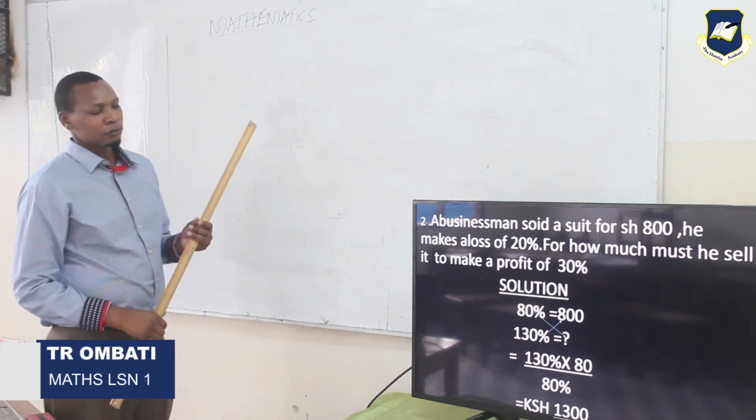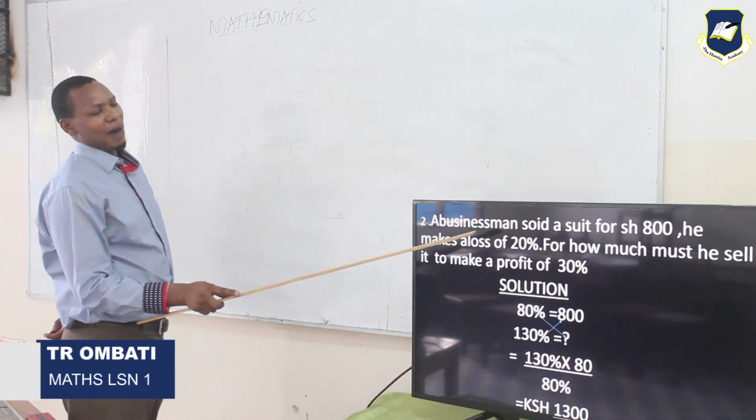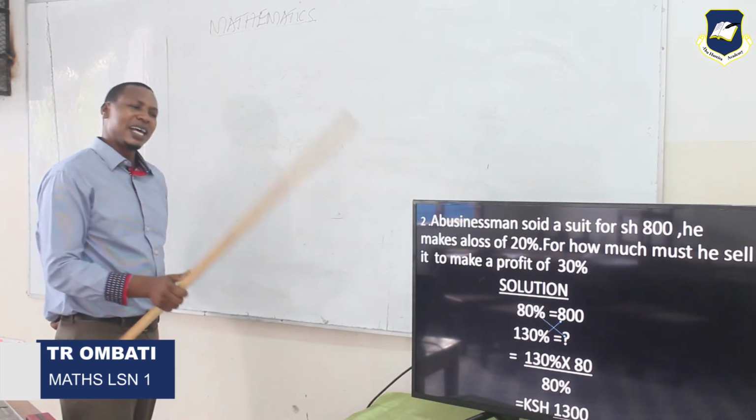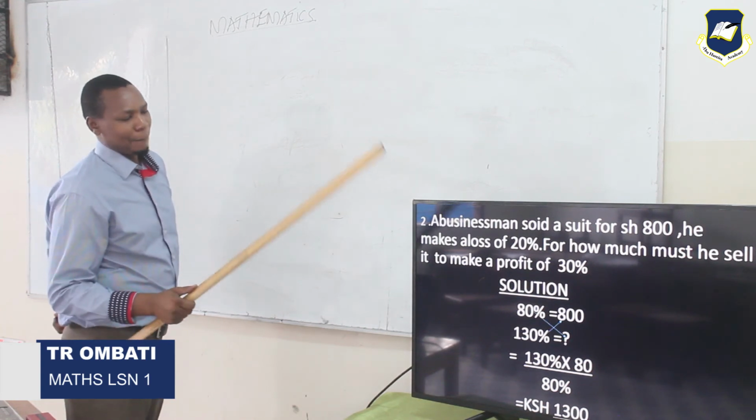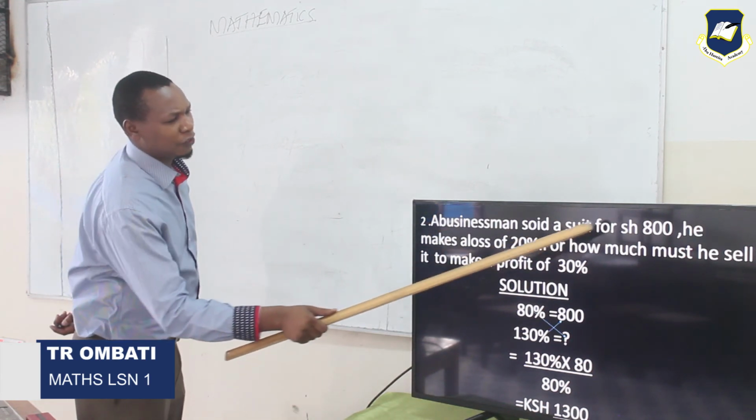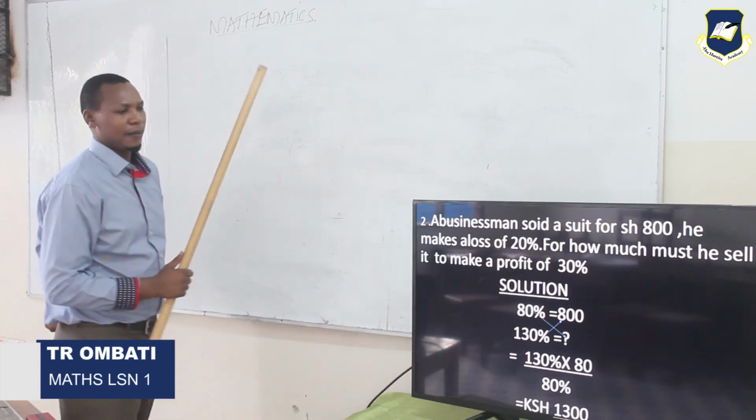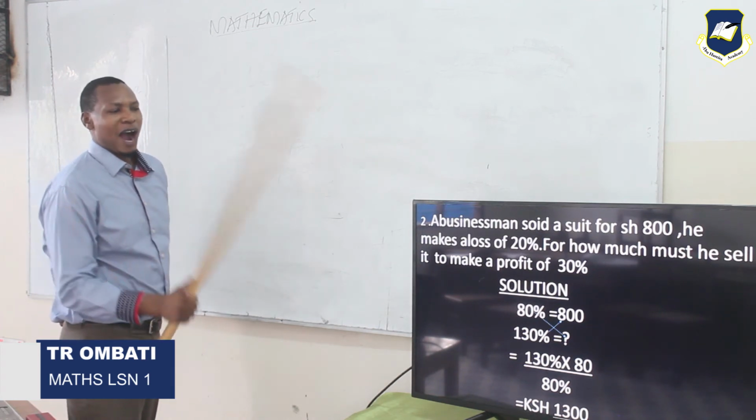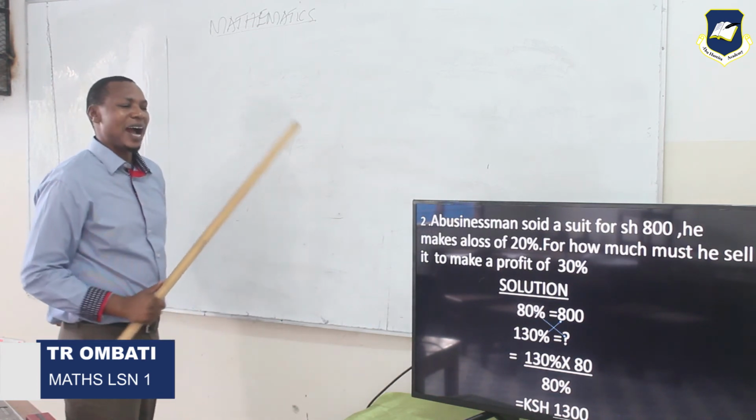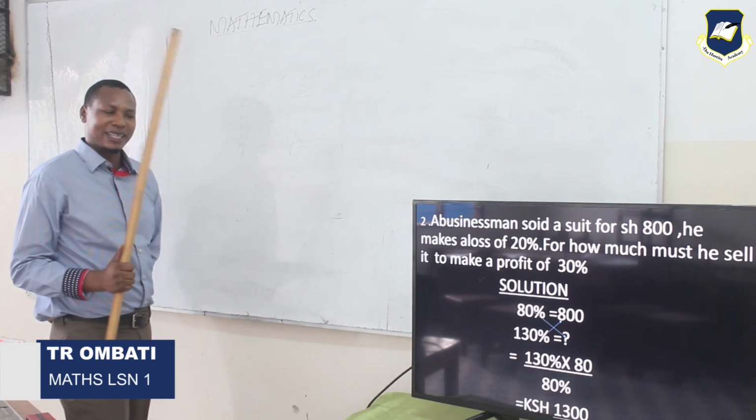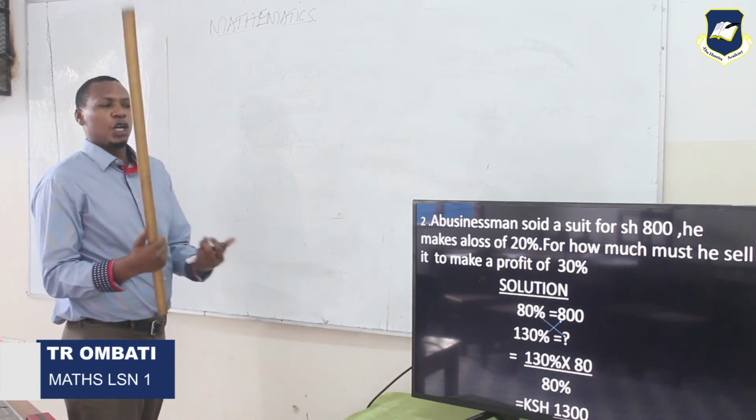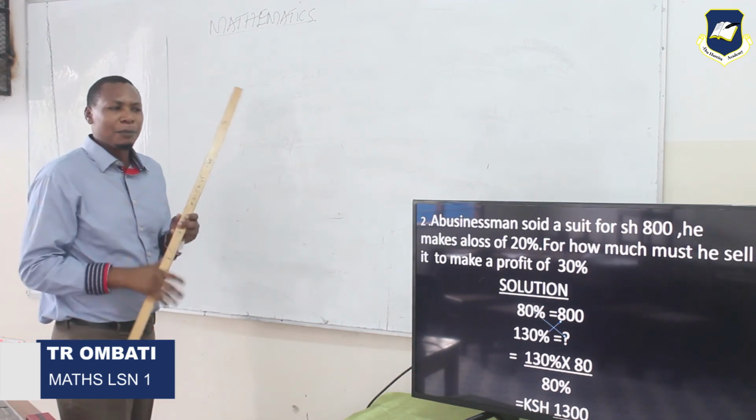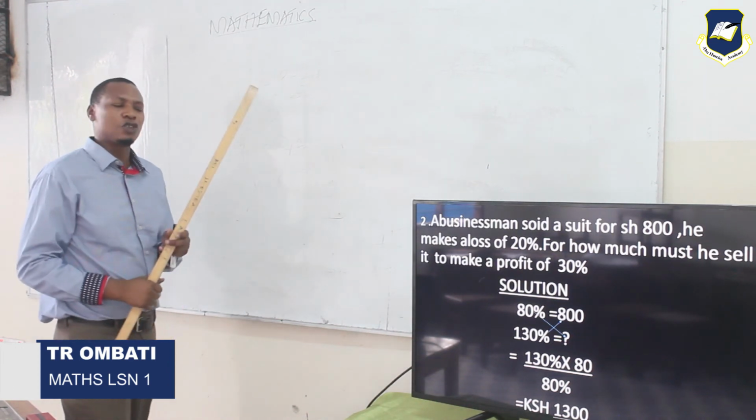Let's go to the next. A salesman has sold a suit for 800 shillings. Now this is an application question. A businessman sold a suit for 800 shillings. He makes a loss of 20%. For how much must he sell it to make a profit of 30%? So I want you to understand this one very clear. Someone has sold a suit at 800 shillings. He makes a loss of 20%. For how much must he sell it to make a profit of 30%?